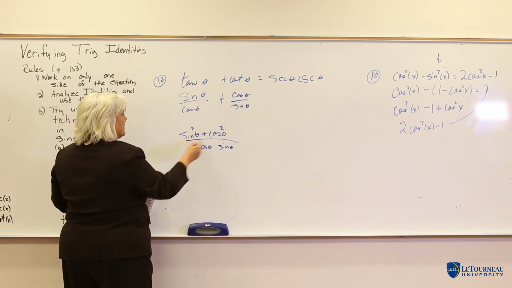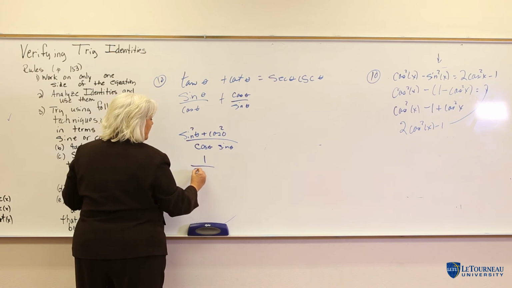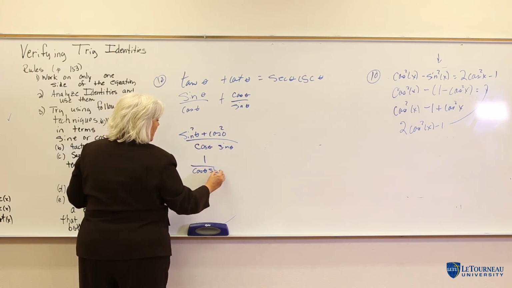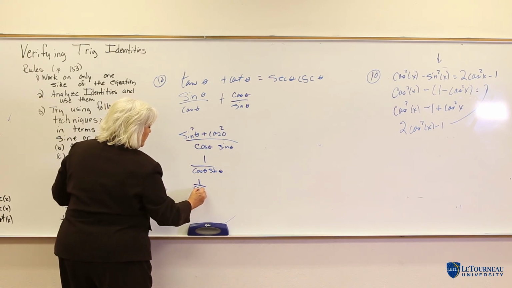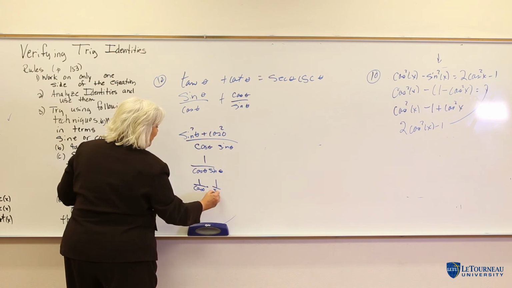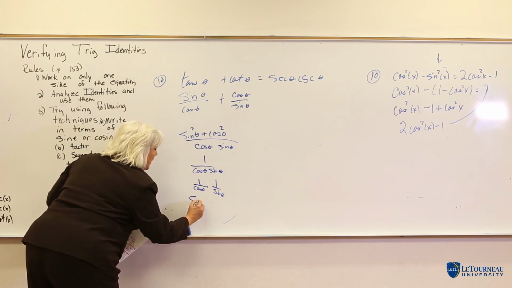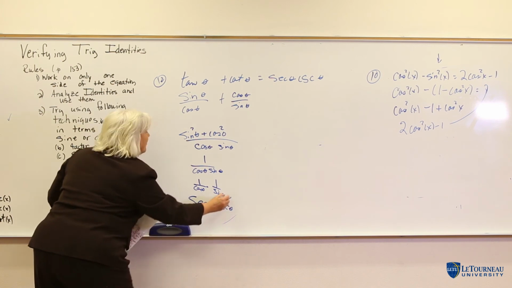And go to your identities. Sine squared theta plus cosine squared theta is 1. And then I'm going to divide this up. 1 over cosine theta times 1 over sine theta. Go to your identities. 1 over cosine is secant. 1 over sine is cosecant. I have verified that.